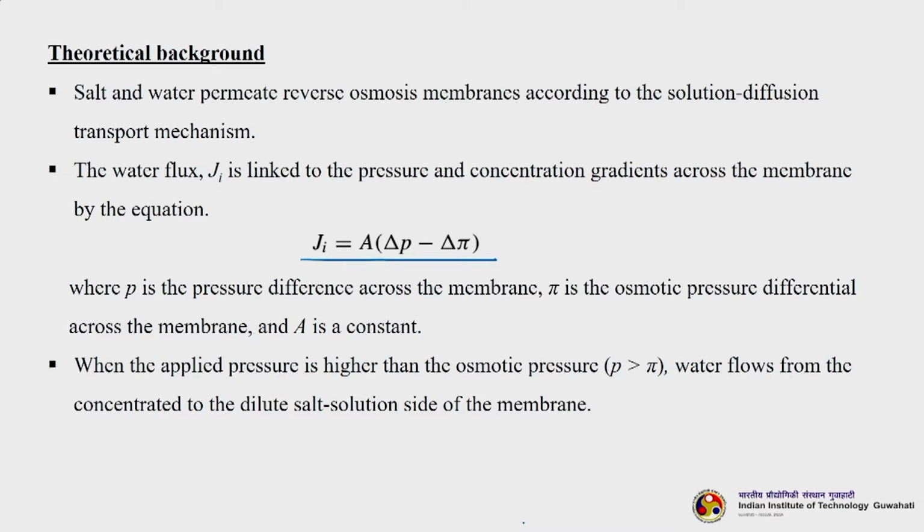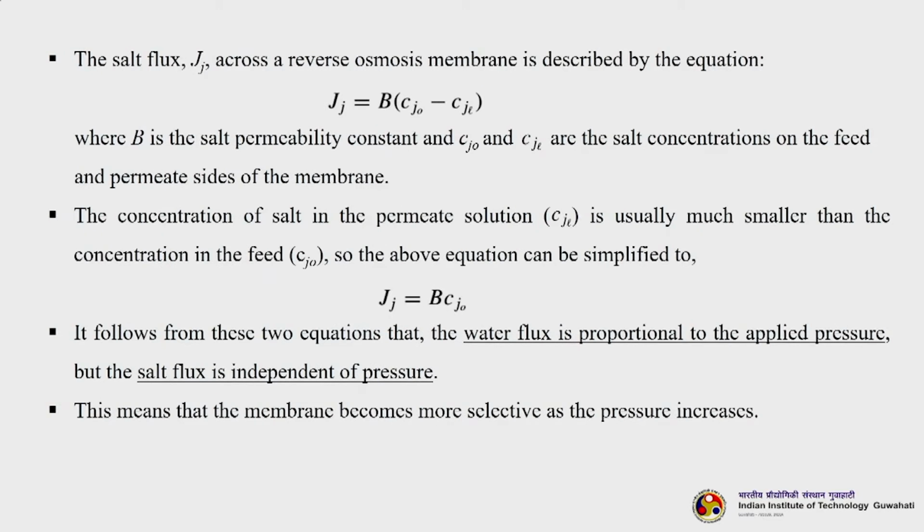Here P is the pressure difference across the membrane, pi is the osmotic pressure difference, and A is the proportionality constant, or phenomenological coefficient, whatever you want to call it. When the applied pressure is higher than the osmotic pressure, P greater than pi, water flows from the concentrated to the dilute salt solution side of the membrane. The salt flux across a reverse osmosis membrane is described by the equation Jj equals B into Cj0 minus CjL.